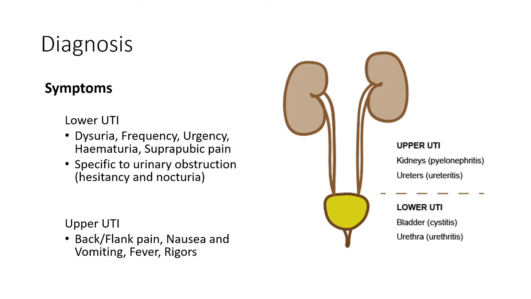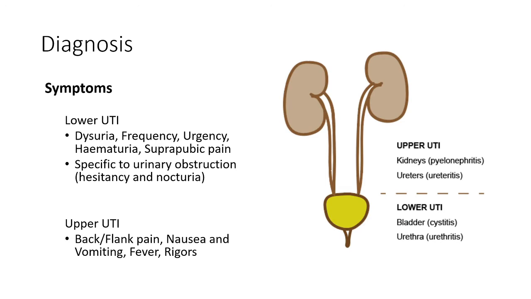Diagnosis is initially based on clinical history, with the aim of localizing the source of infection. Lower UTIs involve the bladder and the urethra, while upper UTIs involve the ureters and the kidneys. Localizing the infection is important because upper UTIs require more urgent treatment due to the risk of sepsis.